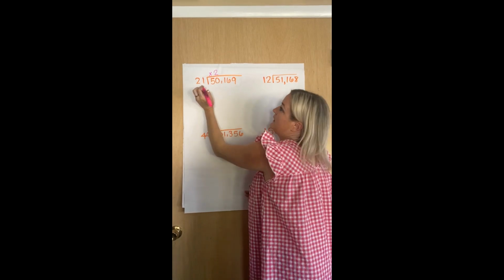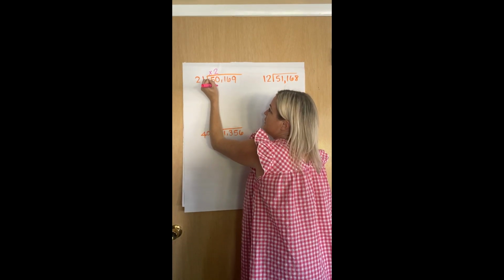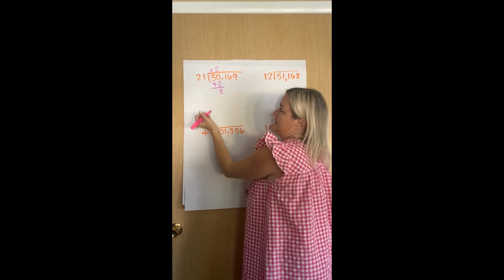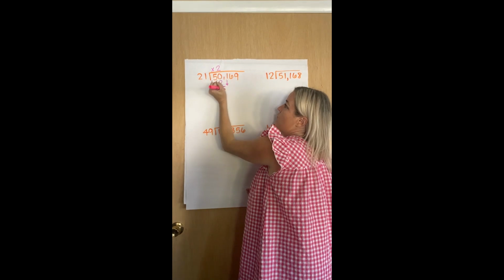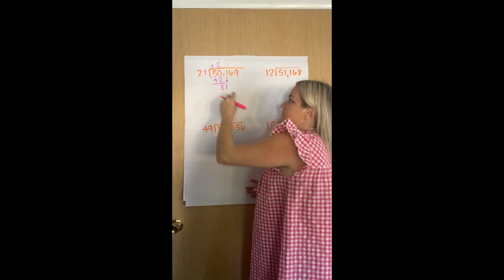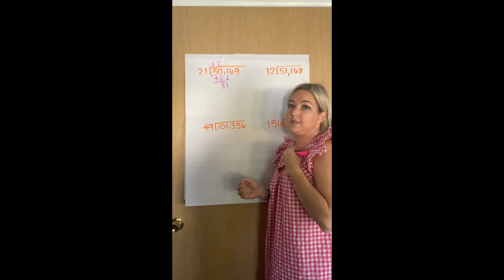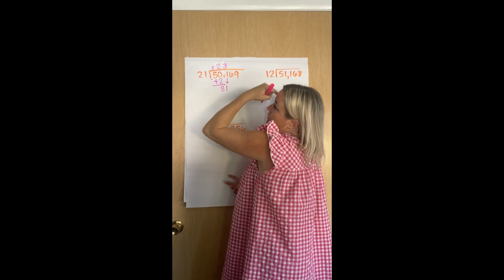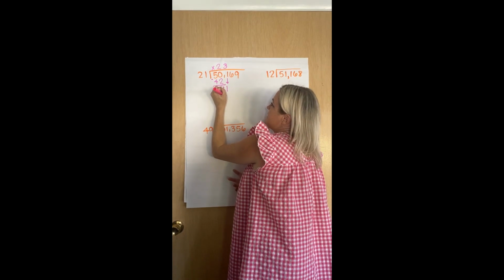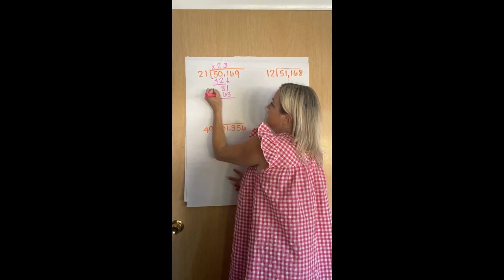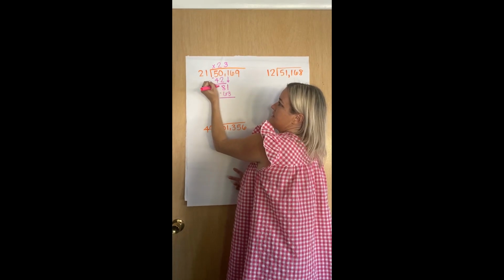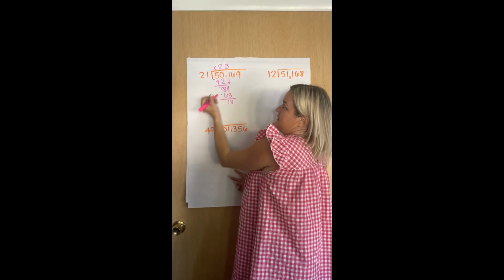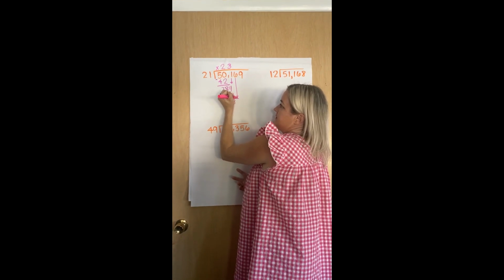I know 2 times 21 is going to give me 42. 50 minus 42 is going to give me 8. Now I bring down my next number, which is a 1. I'm going to say to myself, 21 goes into 81 how many times? And I know that it's 3. So I'm going to put my 3 right here on top of my 1. I know 3 times 21 is going to give me 63. And then 81 minus 63, so I'm just going to subtract. And I got 18. I'm going to bring down my 6.